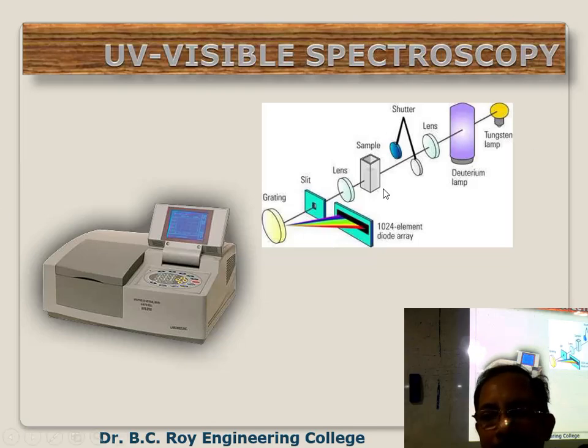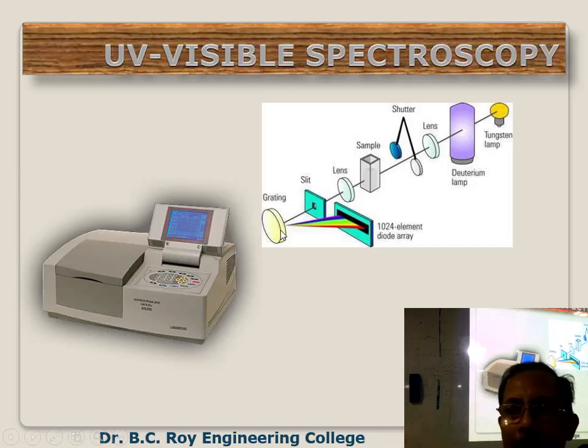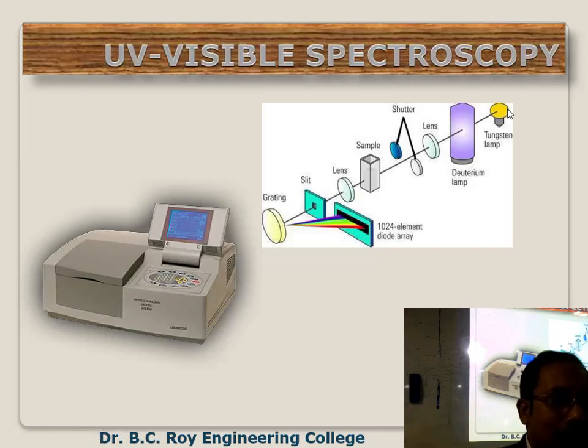What is the machine? Inside, what are the different components? Let's have some idea. First of all, we start from here. This is the tungsten lamp. Lamp is the light source. You have to send light to the matter. Now, this light source can be ultraviolet light or visible light. For ultraviolet light, one type of lamp is required. For visible light, another type of lamp. So, at least two lamps are required. One is for UV and this for visible. Normally, for visible we use a tungsten filament lamp, and for ultraviolet we use a deuterium lamp.